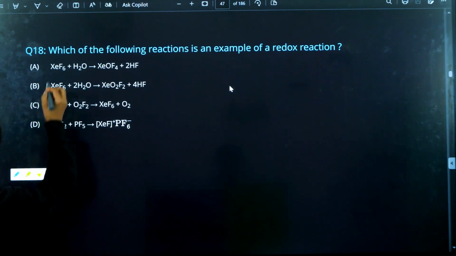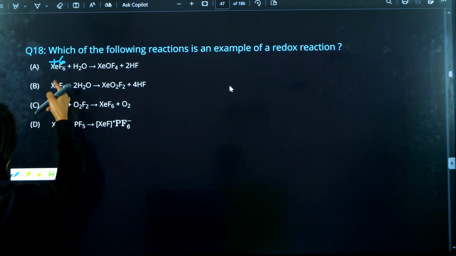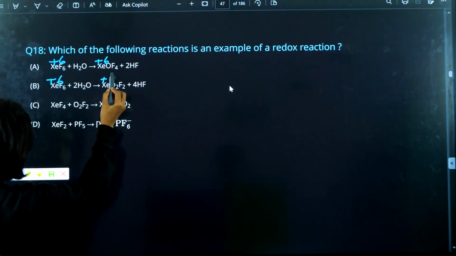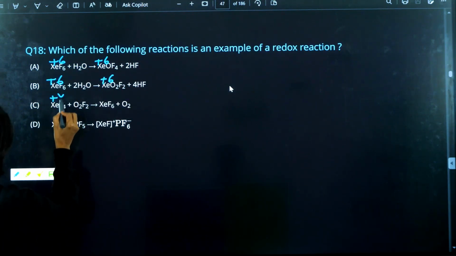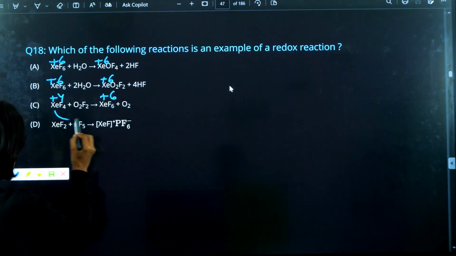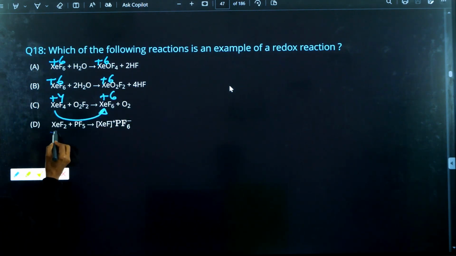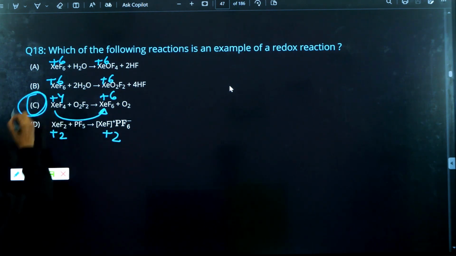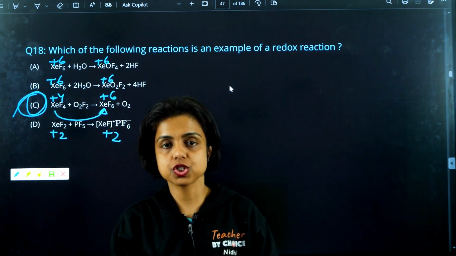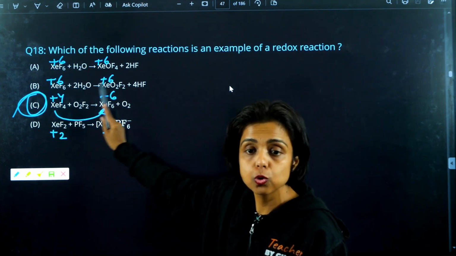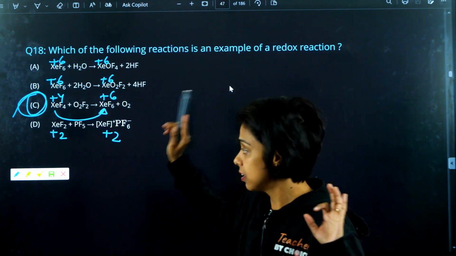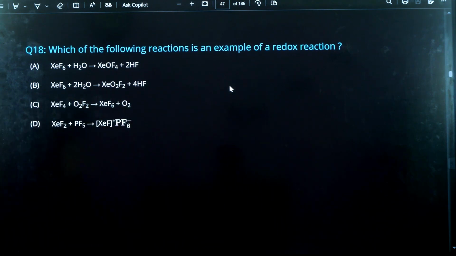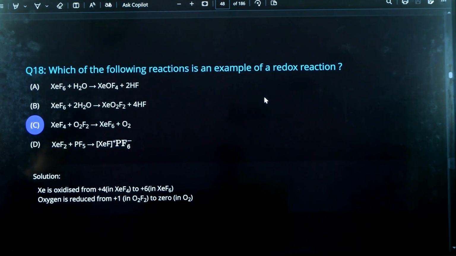Okay. So the oxidation state here is +6, xenon. This is also +6. This is also +6. There it is +4 and here it is +6. The oxidation state of xenon is changing. Here xenon is in +2 oxidation state and here also +2. So C is the option in which the oxidation state of xenon is changing from +4 to +6. Got it? The change in oxidation state shows the electron transfer, that is a redox reaction. So we'll quickly mark our answer as C.